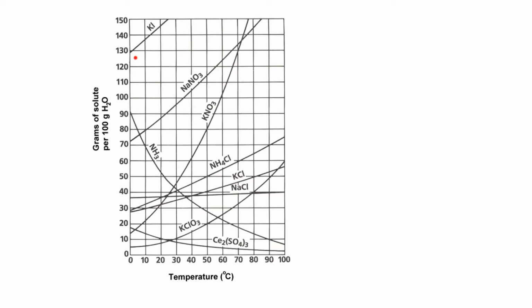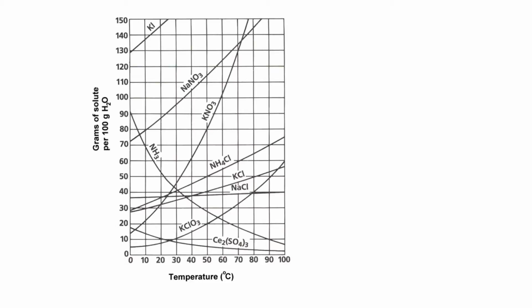Over here for potassium iodide, you can see that even at 0 degrees Celsius, a lot of potassium iodide can be dissolved in water. So this is ice cold water. And as you slowly raise the temperature, the solubility also increases. So this graph is pretty easy to understand and read.